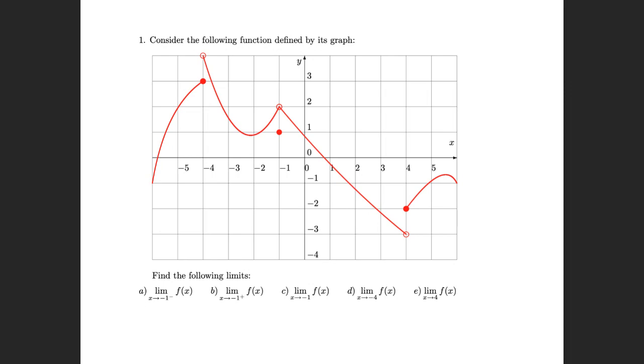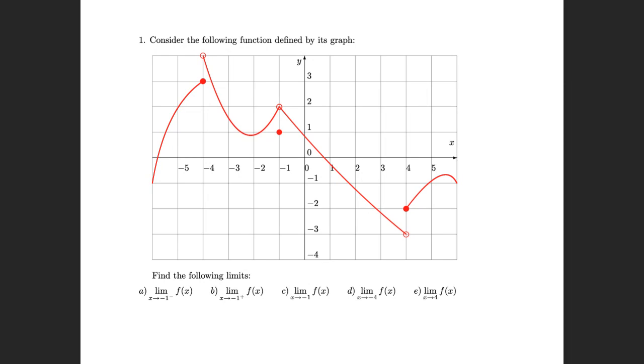What would you guys say that the limit would be there? 2 is absolutely correct. Very good. What is the limit as x approaches -1 from the right-hand side? 2 is correct. What is the limit as x approaches -1? That is also 2.